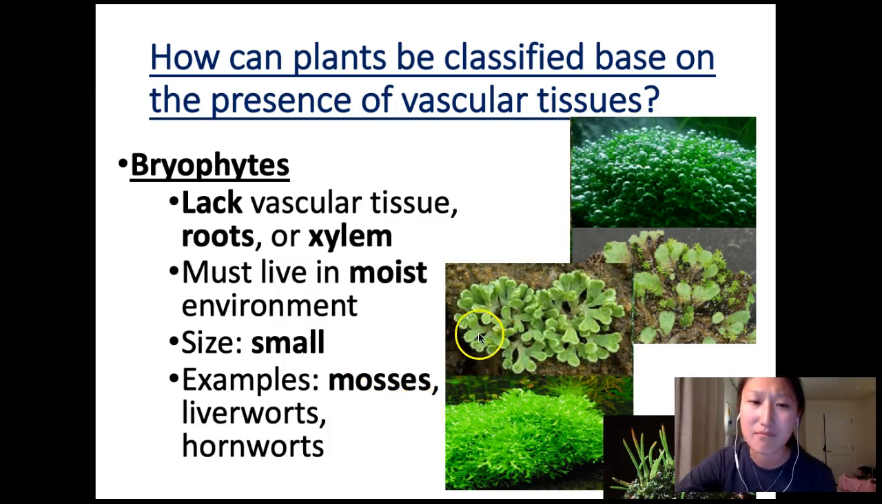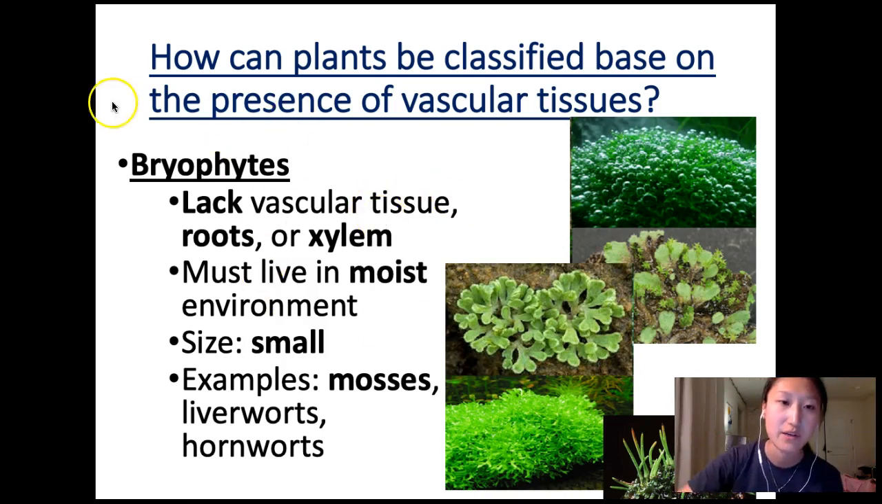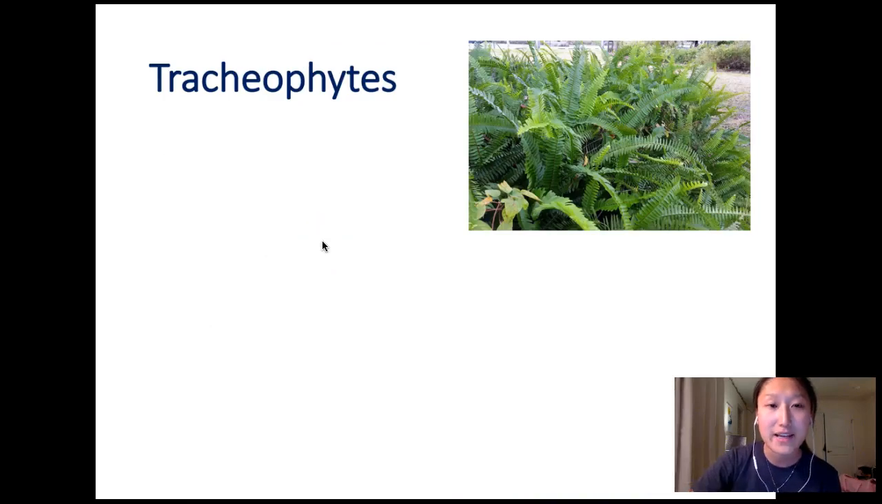What you see right here, the mosses are all really, really small because they can't transport water and nutrients long distance. They have to stay very close to the water and nutrients because they don't have vascular tissues. We call them bryophytes. Tracheophytes.